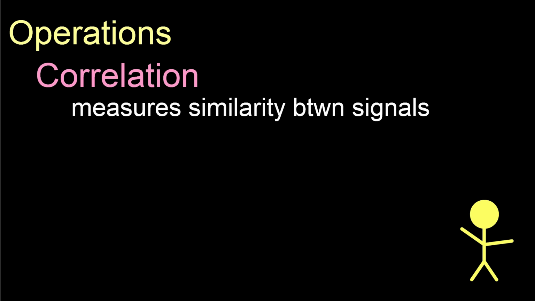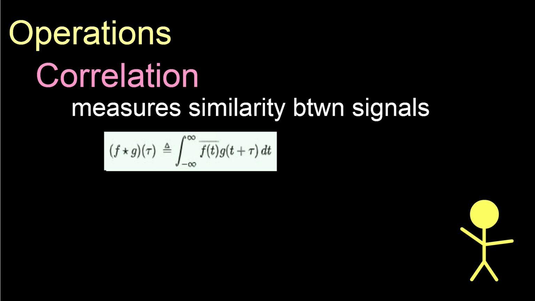Another operation in signal processing is correlation. Correlation measures similarity between signals. You may notice that it is very similar to convolution. It is almost identical except the second signal is not reversed. The resulting signal is maximized when the two signals are aligned with similar features.